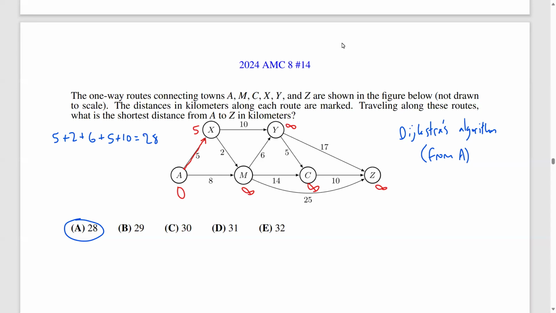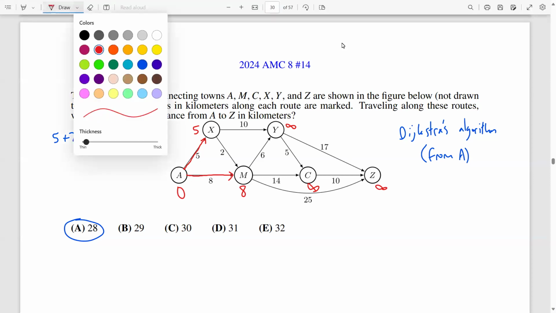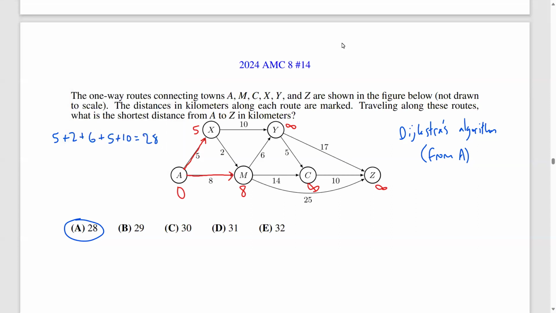We can also go from A to M with the path of length 8. As we saw earlier, this is not the optimal solution, but Dijkstra's algorithm is actually going to update these shortest paths as we visit towns. So once we finished going through the edges going outward from A, we can now mark A as visited.